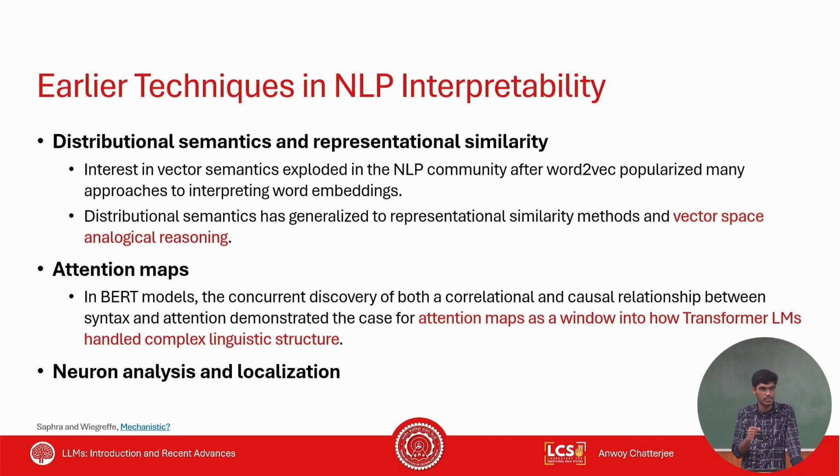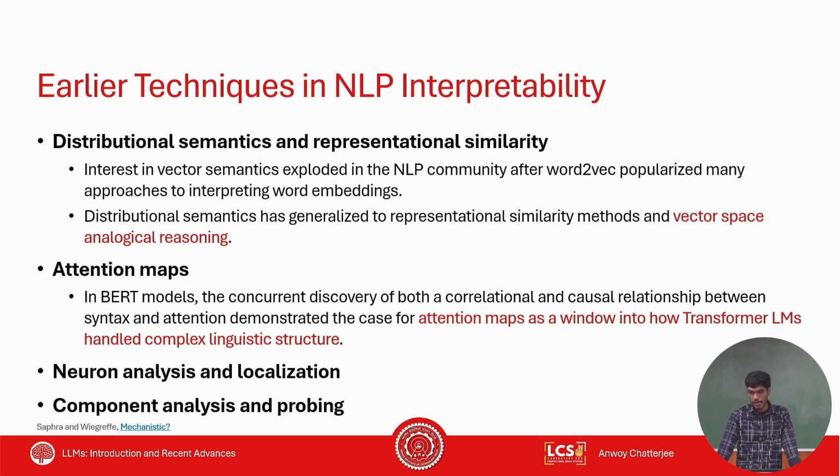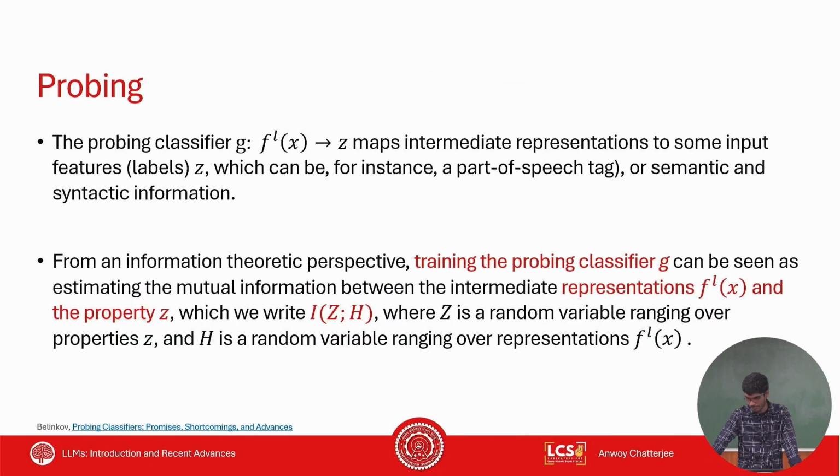Then there was neuron analysis, which we will talk about maybe in a different lecture, but it's the same concept. Neuron analysis is basically analyzing how a particular neuron is responsible for the output. Component analysis and probing we will see next. So first let's discuss probing, because I think this is the simplest technique one can use to start with interpretability.